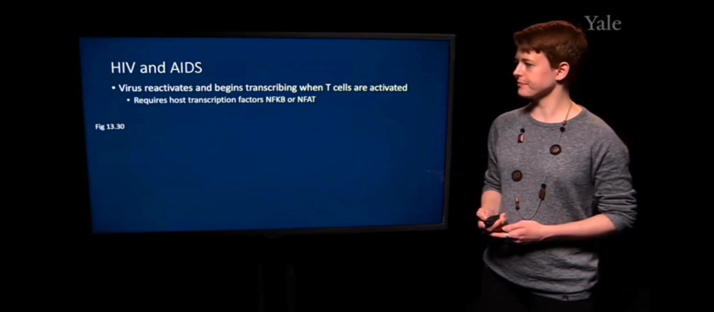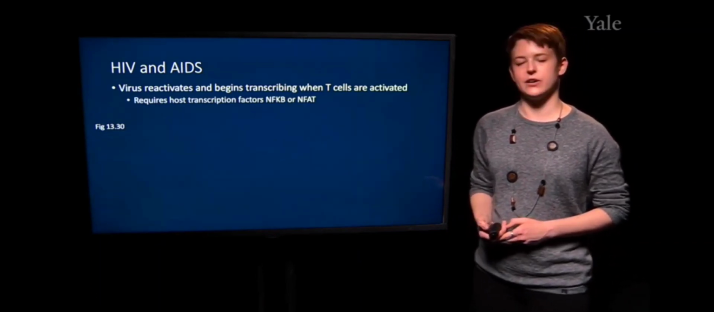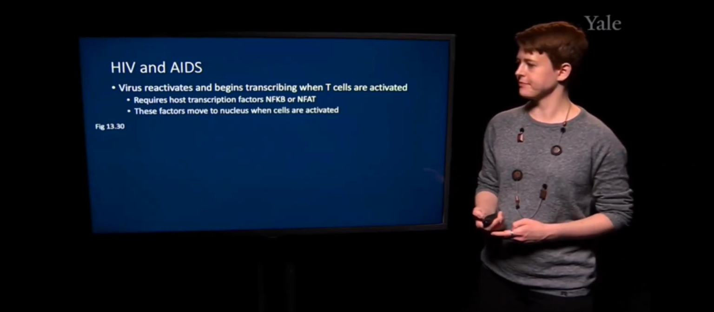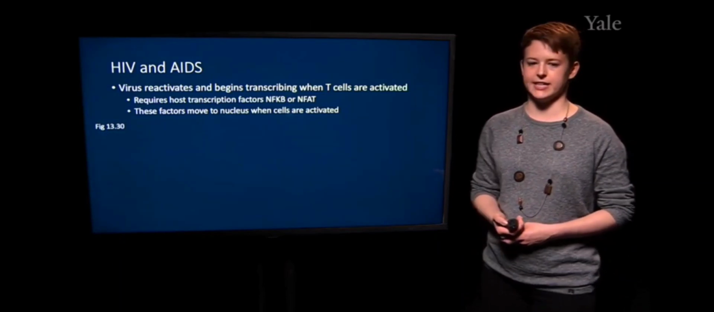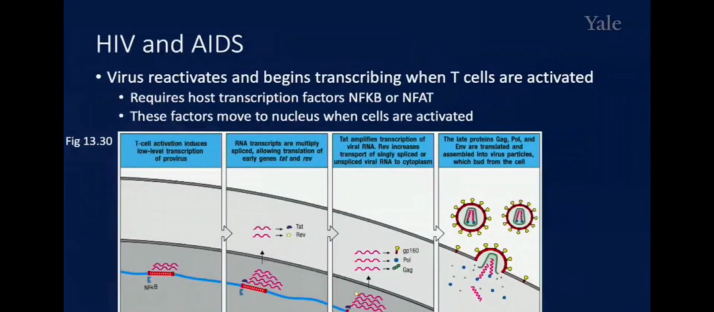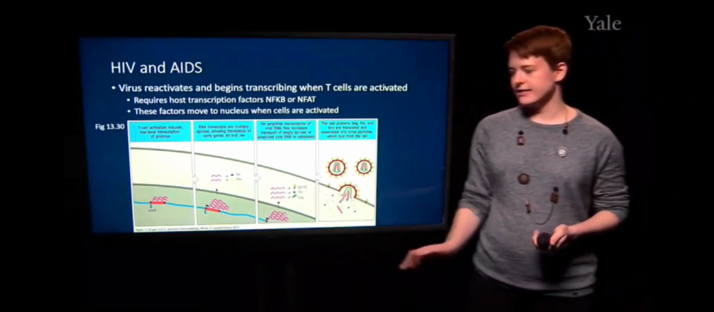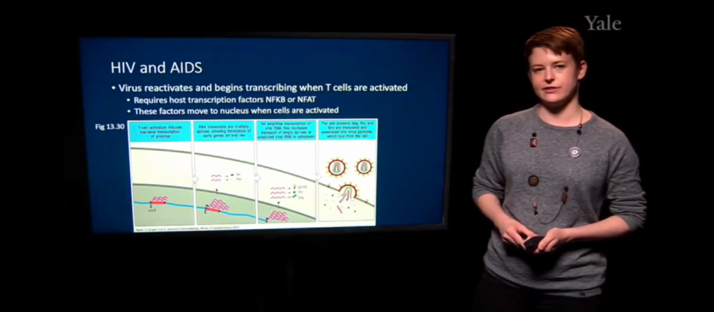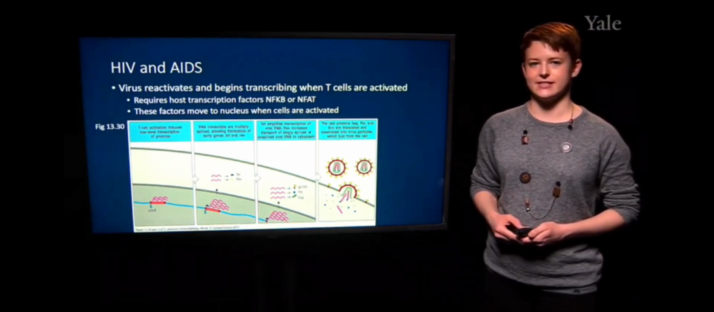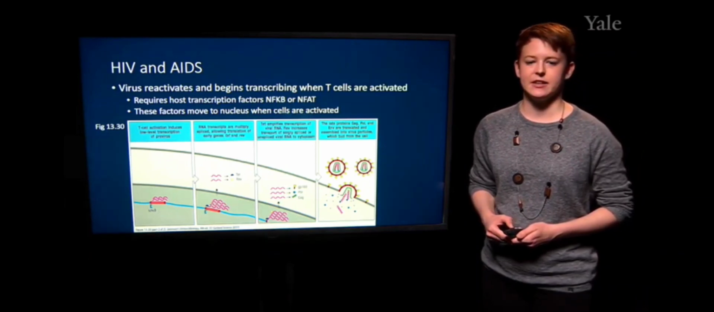And this requires the host transcription factors NF-kappa B or NFAT. So these factors move to the nucleus when cells are activated. So you can see here, T cell activation causes these transcription factors to move to the nucleus. Then RNA is transcribed and translated, and this will include the viral proteins. So then the virus will be able to reassemble itself and release from the cell, moving on to infect other cells in the body.